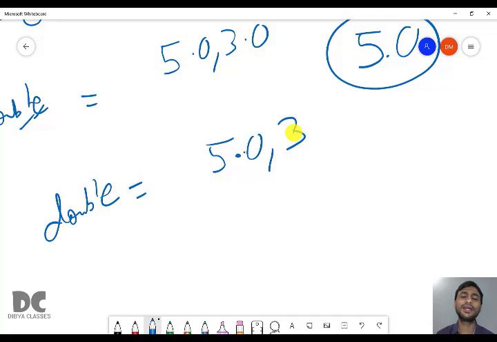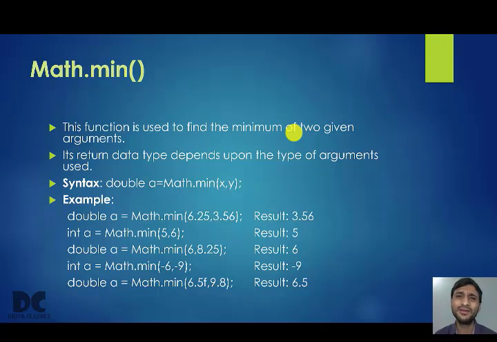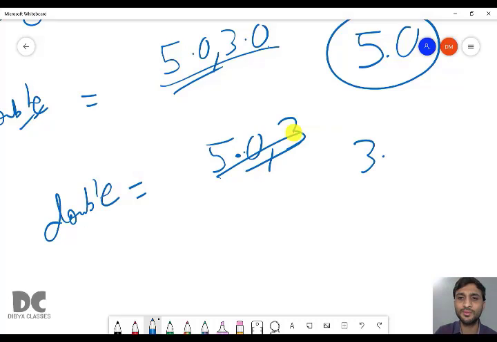Clear? So here it will depend on the arguments. The values are known as the arguments here. So if it is integer, you will write int. If it is real, you will write double. If it is mixed mode, one is integer, one is real, you will also write double. Clear? Math.min means it will give the smaller number out of 2. So here instead of 5.0, the answer will be 3.0.